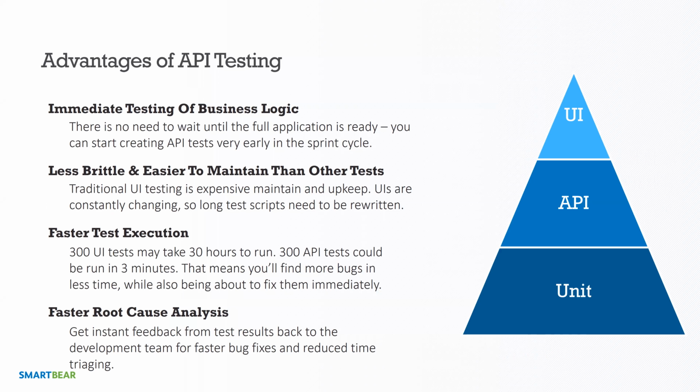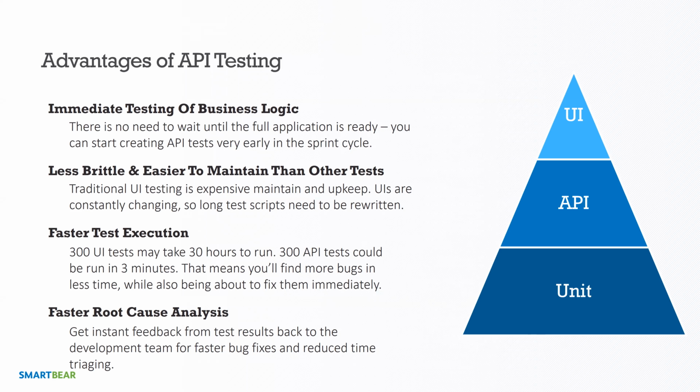And just some reasons why that's becoming so popular. I think at SmartBear, we have a unique look at this paradigm shift because we have both sides of the house. We have so much UI testing, so much API testing knowledge, but there are some inherent pros and advantages of API testing. First being the immediate testing of business logic. We can test faster in our sprint. We can test earlier. We don't have to wait for the full application. Service virtualization even doubles down on that. Less brittle and easier to maintain.